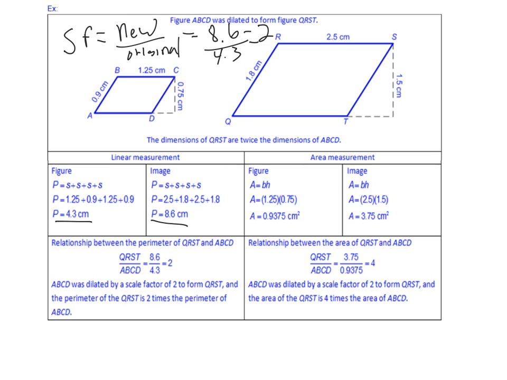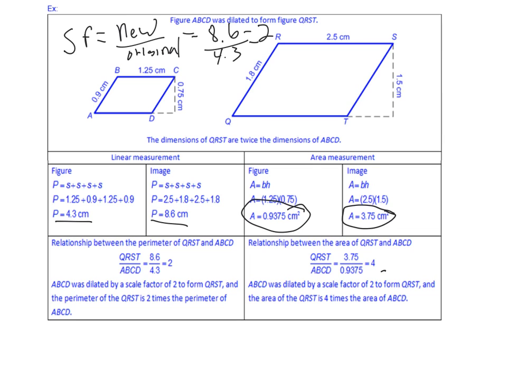Now, think about something for me. If the dimensions is 2 for the linear, I wonder what the dimensions will be for area. Well, we can go back and do the actual measurements, which take the area of the image divided by the area of the pre-image, and we can divide and get 4. Or we know that if we have a scale factor of 2 and the area is something squared, so then 2, you square 2, it will be 4.